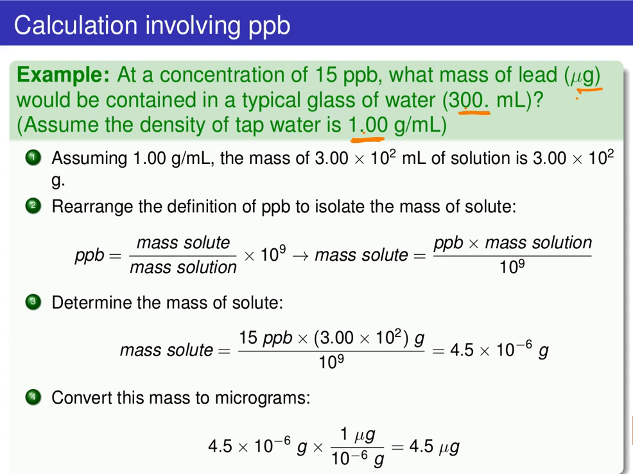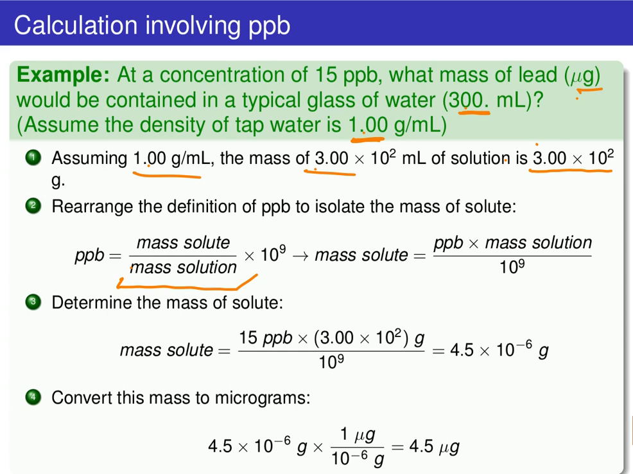Okay, so our first step here is going to be to take that assumption of the density of tap water and take the mass of that tap water to determine that the mass of that solution, the mass of that glass, all the water in that glass, is 3.00 times 10 to the second. Okay, so just a direct multiplication, because it's 1 gram per milliliter, so not much work to do there, right? But it's important that we change that solution into mass first before we do anything else, because when it comes to calculating that parts per billion, that parts per million is defined as this ratio of the masses.